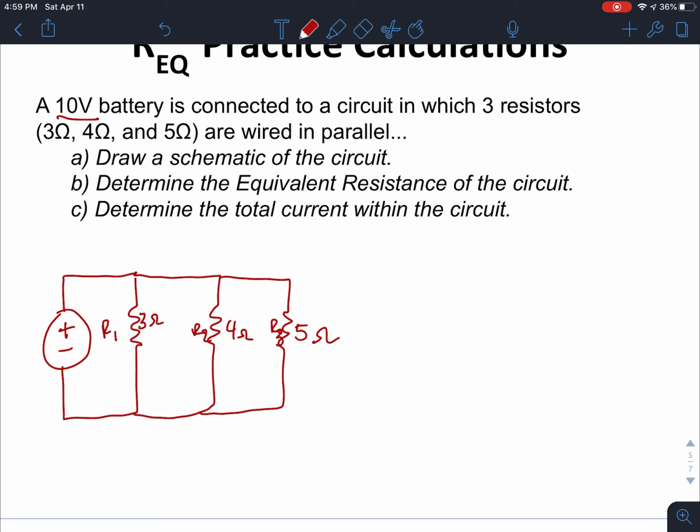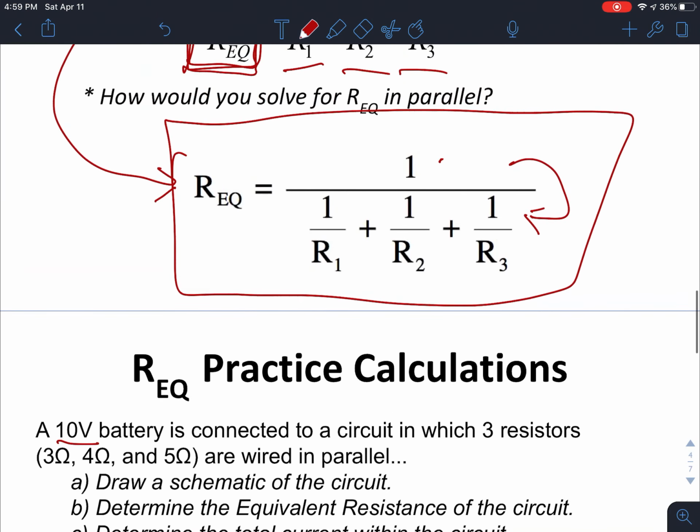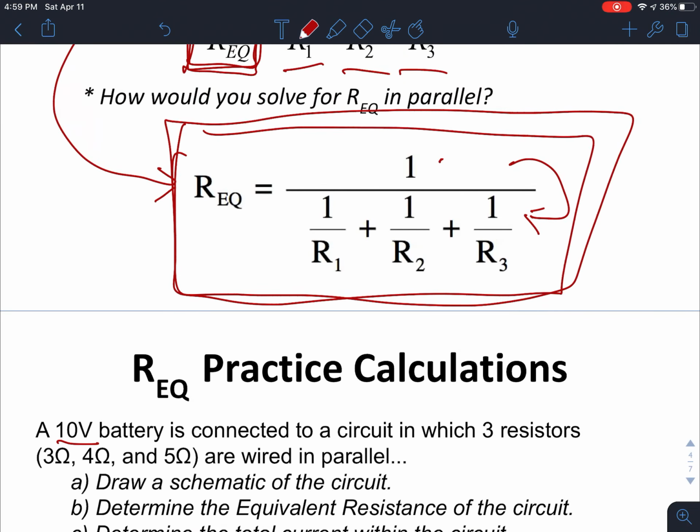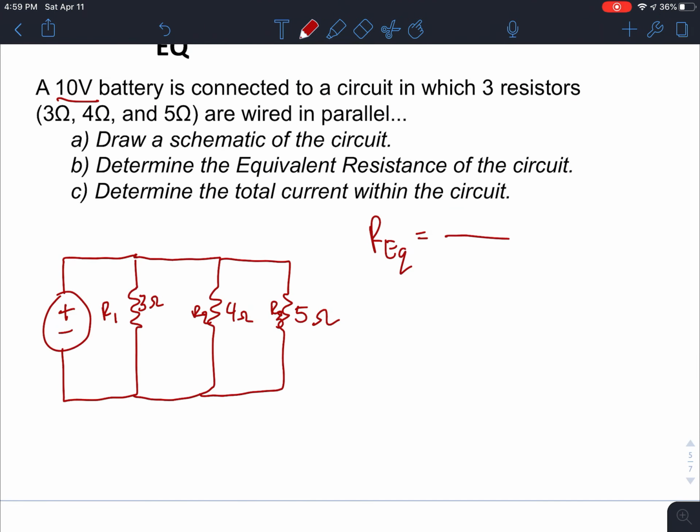So to find the equivalent resistance, because we are in parallel, we're going to use our parallel equation. So it is 1 over the sum of the reciprocals. So 1 over 3 ohms plus 1 over 4 ohms plus 1 over 5 ohms. So I just went through the 3 individual resistors and I summed the reciprocals.